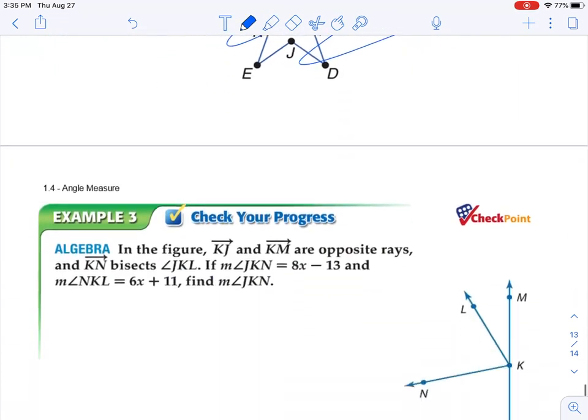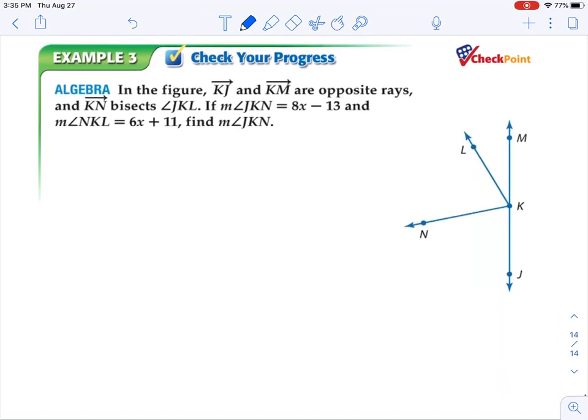We'll skip this one and we'll go to our last problem. In the figure, we have KJ and KM are opposite rays. That means they form a straight line. We don't want to worry about that right this second. KN bisects angle JKL. That means it cuts it in half. We know that these are now congruent, which means they equal each other.